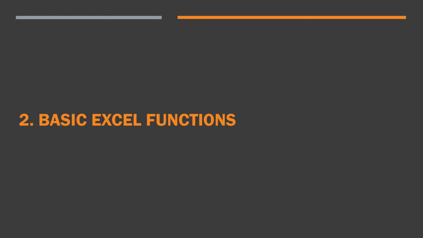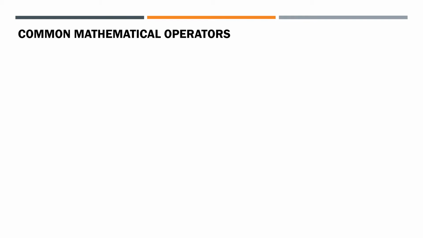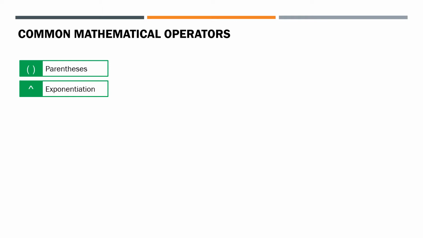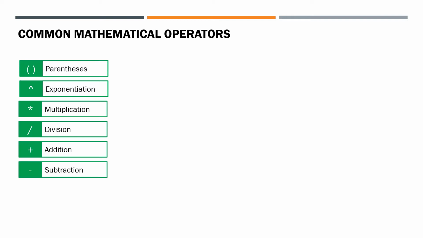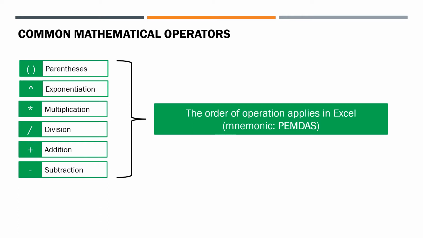In the next section, we are going to learn some basic Excel function. These are the common mathematical operators that we are going to frequently use in Microsoft Excel. The first one is parenthesis, or in Indonesia it might be called kurung. And exponentiation, we use this for exponential function, multiplication to multiply numbers, division to divide numbers by other numbers, addition to add numbers to other numbers, and also subtraction. Basically, we could call this PEMDAS.